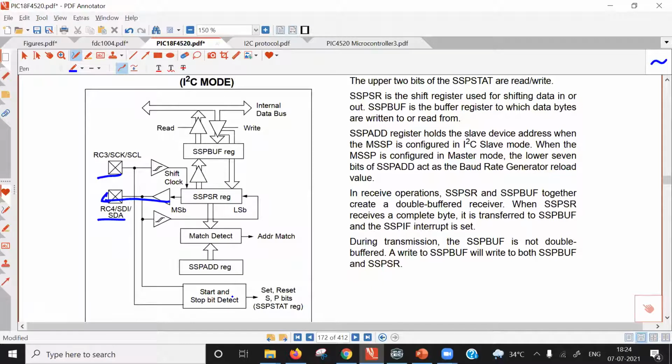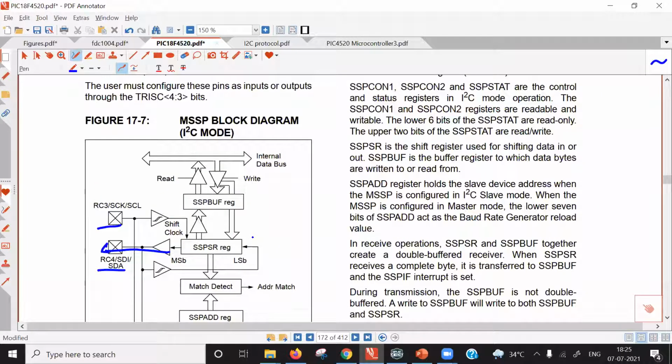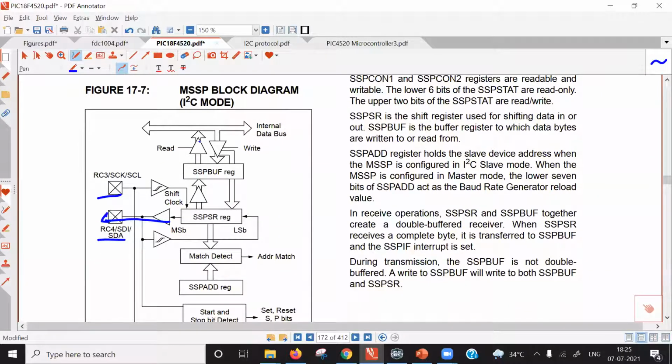In this I2C protocol, there are start bits and stop bits. So there is a circuit in the MSSP module to detect the start of data transmission on the I2C bus and the end of the I2C protocol. So this is the block diagram of the MSSP module for I2C mode.